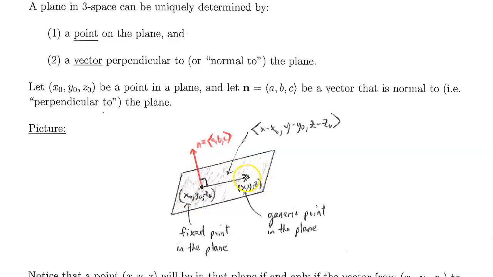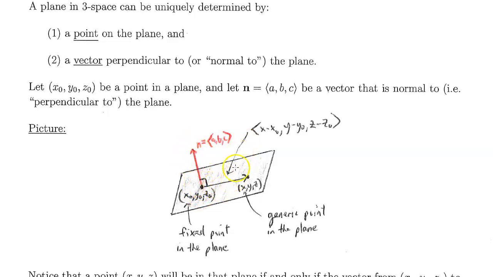Now, I've also drawn a generic point x, y, z in the plane. I could have drawn this point anywhere in the plane, but I've drawn it here, and I've drawn the vector that goes from x naught, y naught, z naught to x, y, z. Notice that the normal vector will be perpendicular to this vector. In fact, that'd be true no matter where I put the x, y, z. I could have put it over here and drawn the vector from here to here. Any way you draw it, that vector would be perpendicular to the normal vector. In fact, that's really the definition of a normal vector.